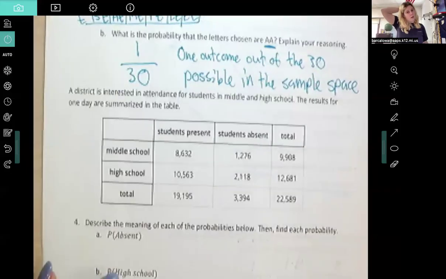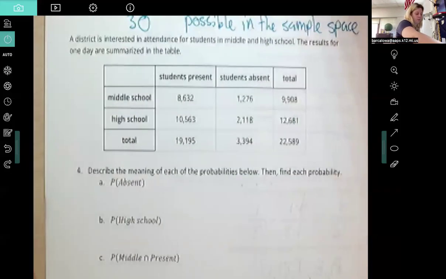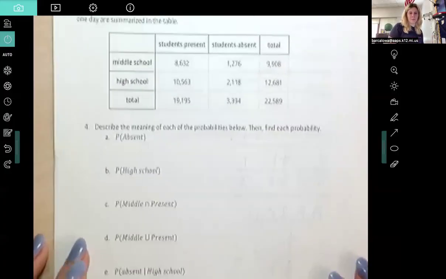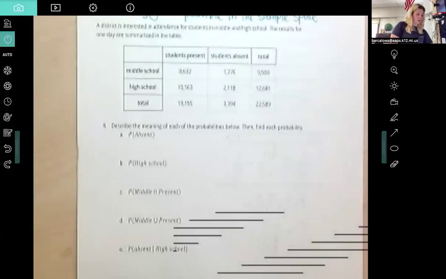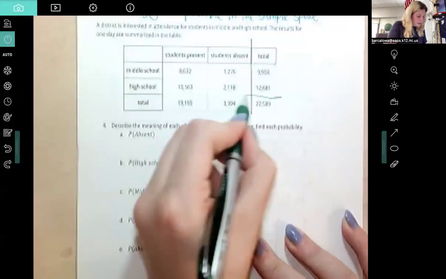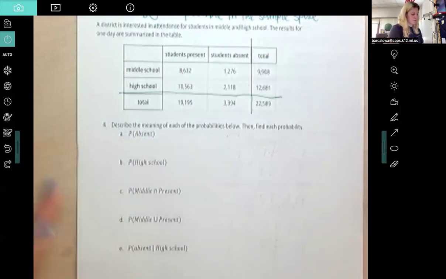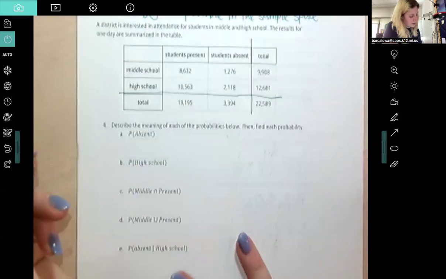Okay. A district is interested in attendance for students in middle and high school. Okay, the results for one day are summarized in the table. So, let me zoom out a little bit more. Whenever I see a table like this, my very first thing I do is draw lines to separate the total from the other information. Okay, just so I don't get confused. So, describe the meaning of each of the probabilities below.